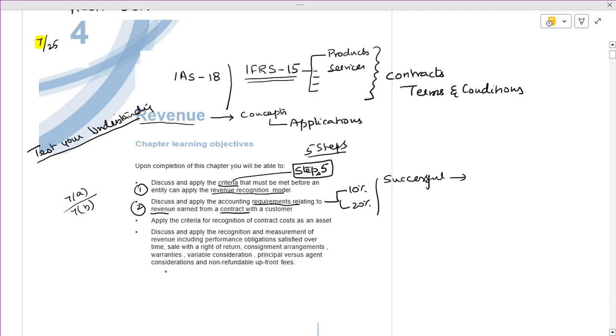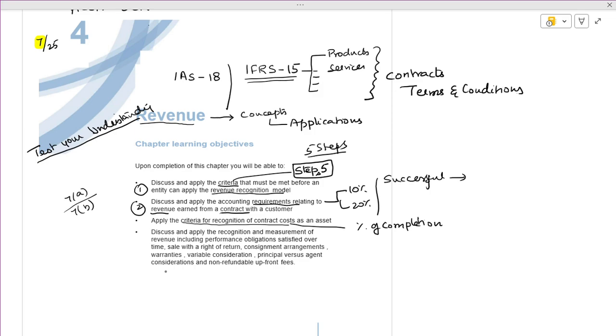That we will do. Apply the criteria for the recognition of contract cost also. It's not only the contract revenue completion, but also the contract cost, in terms of percentage of completion.